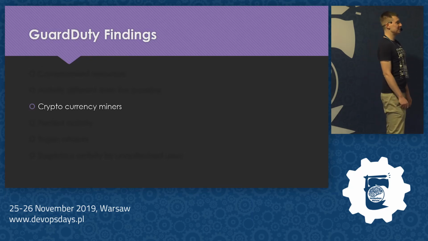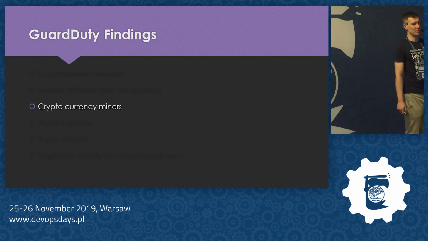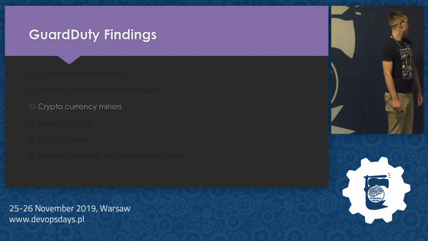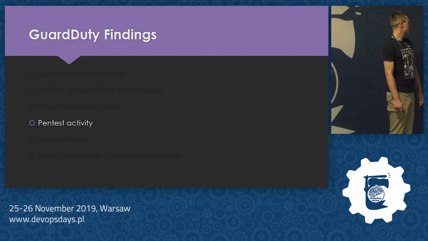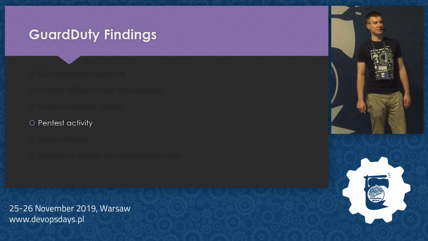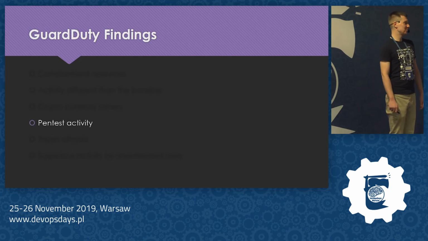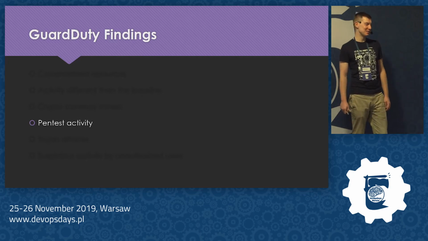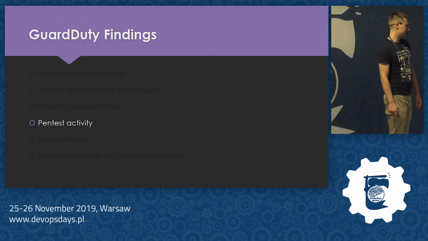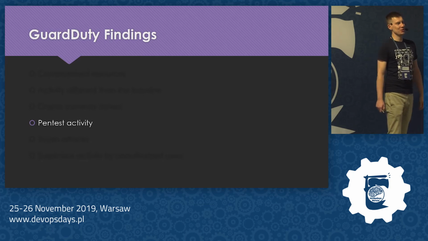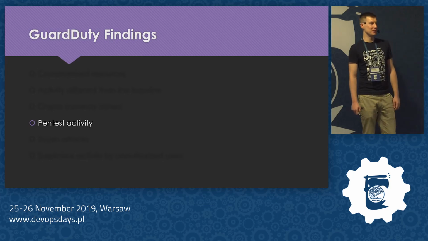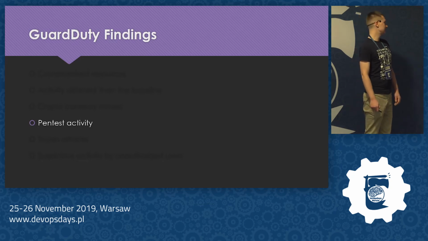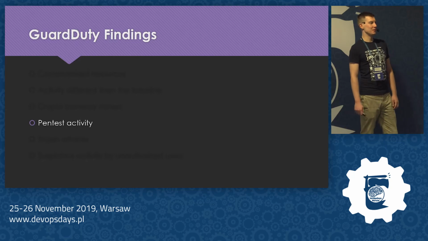Cryptocurrency miners, this has been a very popular topic in the past few years, so also something that they can alert you on. Penetration testing activity, so it's good to know when you have a pen test. Obviously, you will know about it if you organize it, but if you would like to test if your team does know about a pen test on your AWS account, it may be good to not mention it to them and see if they can get this type of insight from GuardDuty.